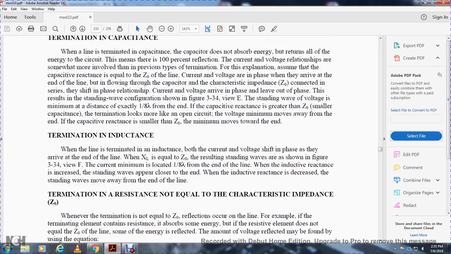Termination in inductance. When the line is terminated with inductance, both the current and voltage shift in phase on arrival at the end of the line. When the inductive reactance is equal to the characteristic impedance, the resulting standing waves are shown in figure 334 view F. The current minimum is 1/8 of a wavelength from the end of the line. As the inductive reactance increases, the standing waves move toward the end of the line; when the inductive reactance is decreased, the standing waves move away from the end of the line.